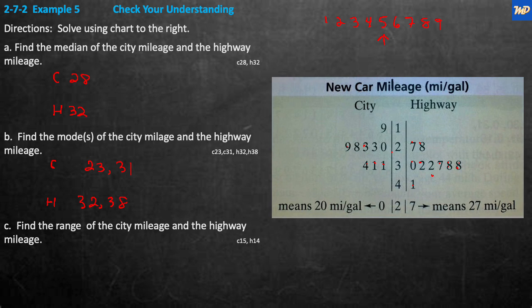Okay, so now find the range. The range is literally just subtracting the least from the highest. So for the city, it's 34 minus 19, and that's going to be equal to 15. So this is the city, okay? And for the highway, it's 41 minus 27, and 41 minus 27 is 14. So city is 15 and the highway is 14.